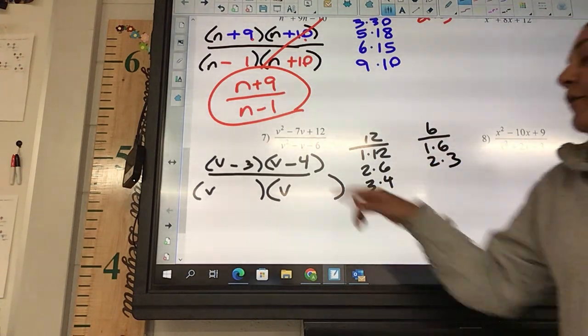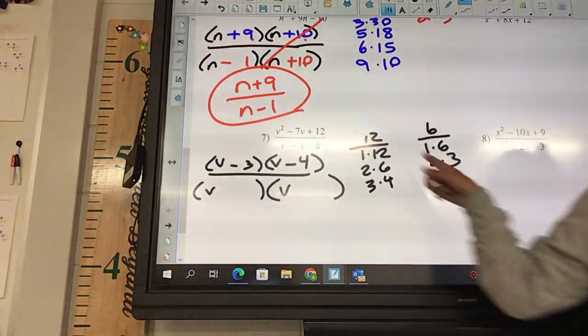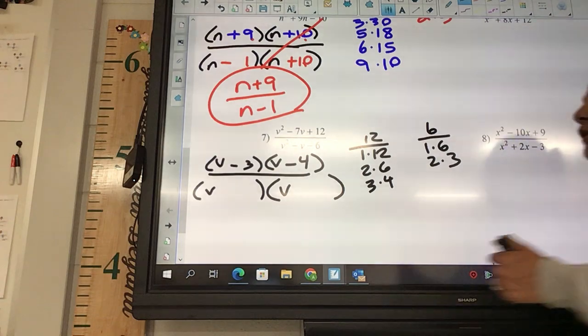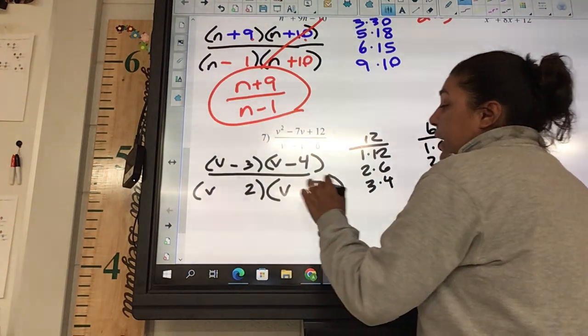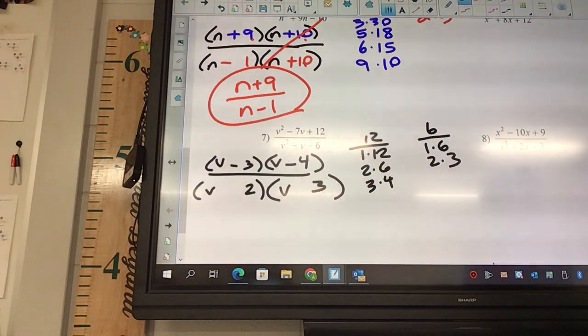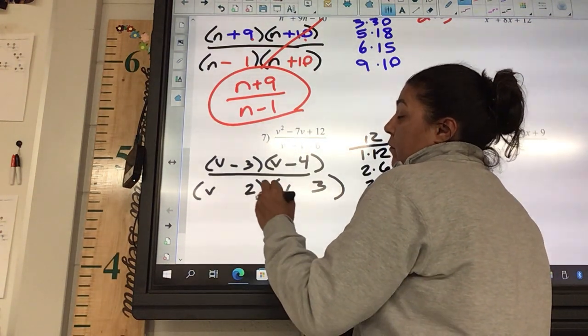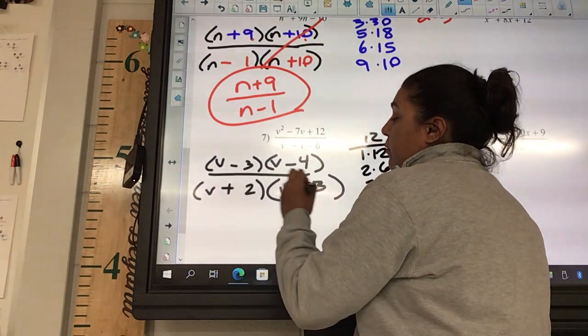Okay, and again, if we look up here, I got a 3 and a 4. Which one of these groups has a 3 or a 4? The second one, 2 and 3, so it's probably that. Okay, and I'm trying to get a negative 1. Plus 2 minus 3.